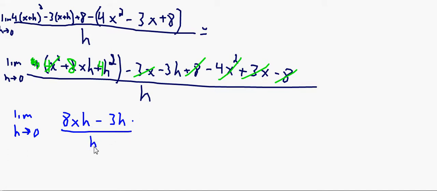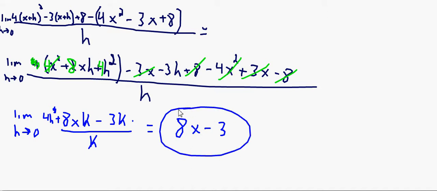Over h. And now these h's, since they're everywhere, can divide out. And since there's no more h's, the limit going to 0 doesn't really matter anymore, and we just get 8x minus 3. Oh, I forgot something. I'm sorry. The 4h squared was in there. So that should really be out here, 4h squared plus. But one of these h's is going to cancel, so really we get 4h plus 8x minus 3. And if h goes to 0, you get 8x minus 3. So the h goes away anyway. That was a bad mistake on my part. I apologize. Okay. Let's clear this page.